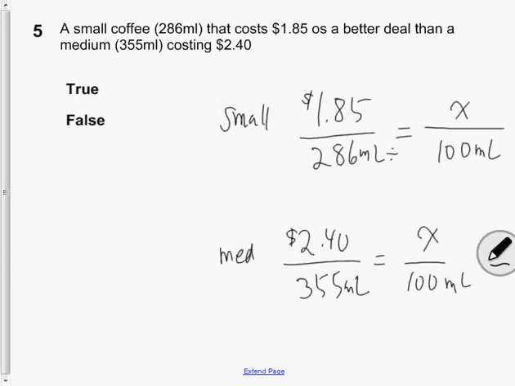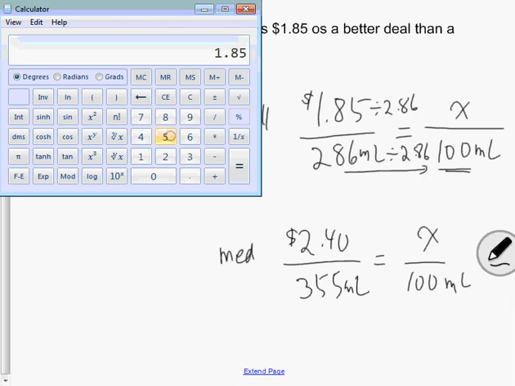I know that if I take 286 and divide it by 2.86, 286 divided by 2.86 will give me 100. So if I do the same thing to the $1.85, $1.85 divided by 2.86, the cost per 100 mils will be approximately 0.65 dollars per 100 mils. It's 65 cents for 100 mils and $1.85 for 286 mils.